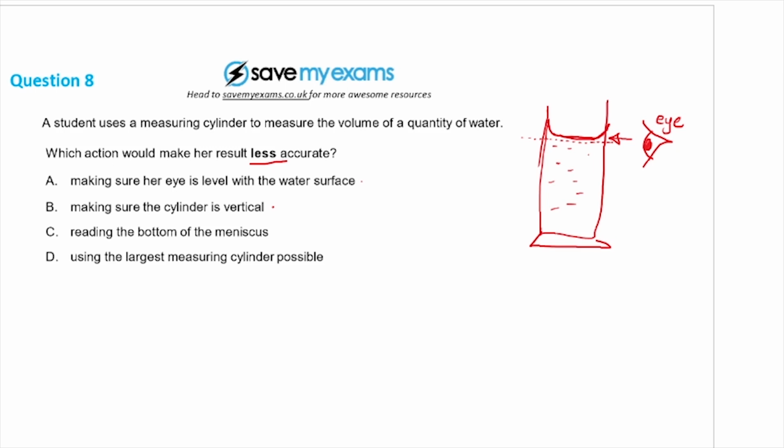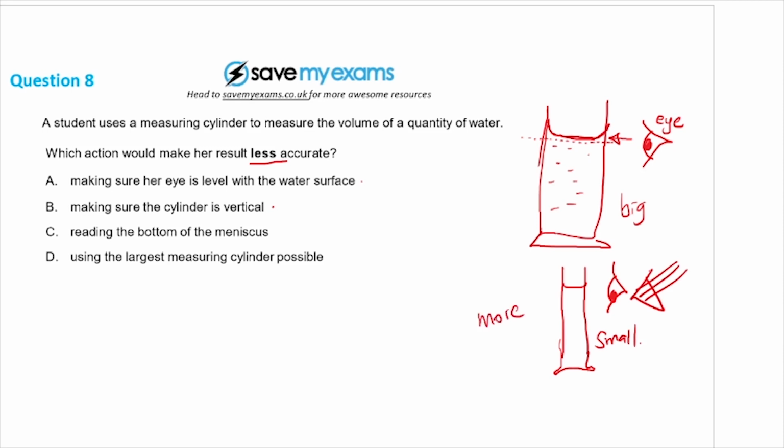Then D, using the largest measuring cylinder possible. Of course, if this is a cylinder and I have another cylinder here that is thinner, and I pour in the same volume of water, I put my eye here. This is a big cylinder and this is a small cylinder. The truth of the matter is that I am more likely to get a more accurate result using a smaller cylinder or a narrower cylinder than a big one. So this will be more accurate. This will be less accurate.